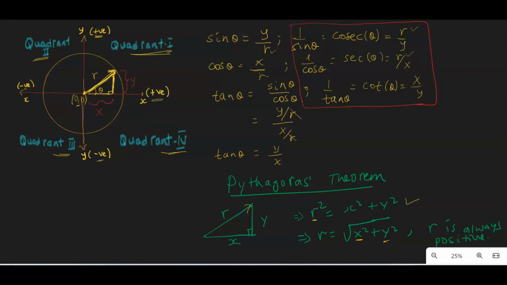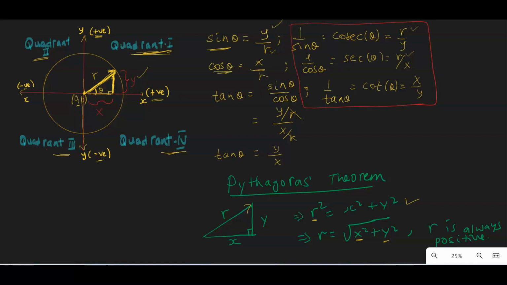Okay, so at the first quadrant, sine of angle theta is its opposite divided by hypotenuse. Hypotenuse is always positive, whether it's quadrant 2, quadrant 3 or quadrant 4. So the y value here is always positive because it's above the coordinate 0. So at quadrant 1, y is positive and r is positive. That means y divided by r, which is sine of theta, is always positive within quadrant 1.